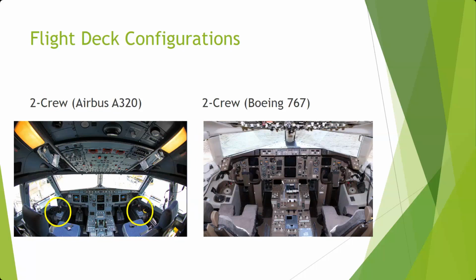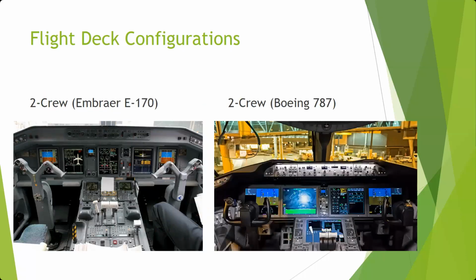One thing I do want to point out: Airbus tends to use a side stick in their aircraft rather than a yoke in between the knees. Boeing, Embraer and Bombardier all use a standard yoke between the knees in front of you. Here is the Embraer 170 on the left, and you can see the displays have gotten even bigger, taking up more of the real estate on the main instrument panel. The 787 from Boeing on the right also has that.